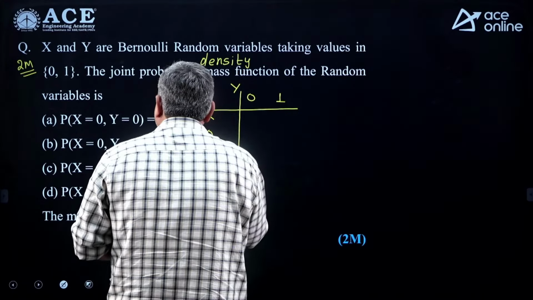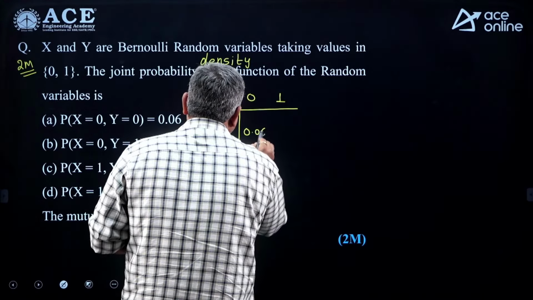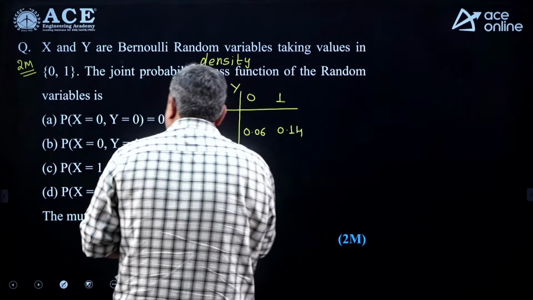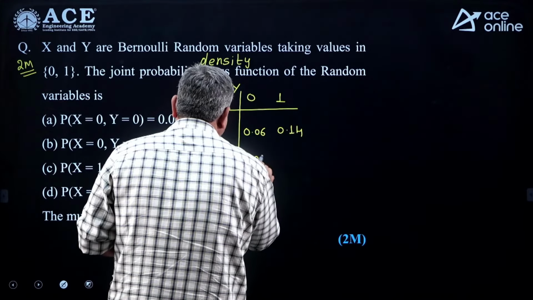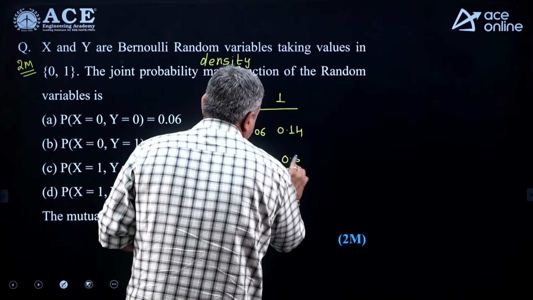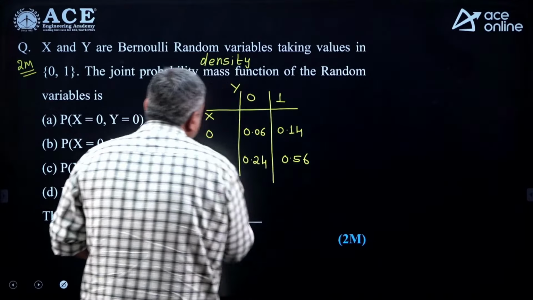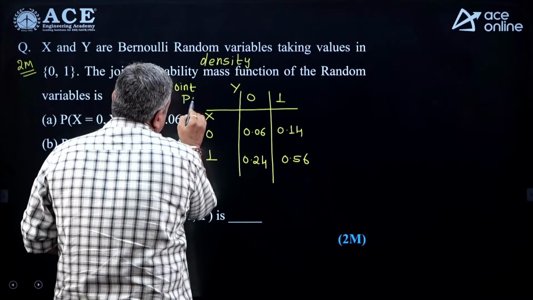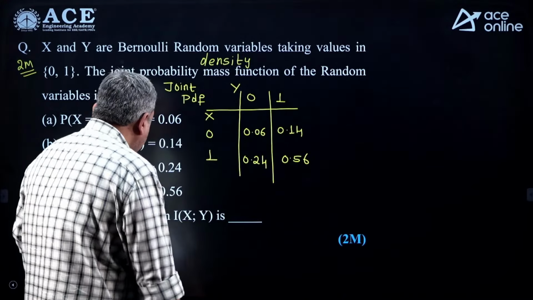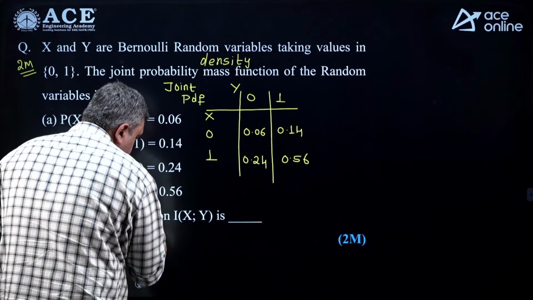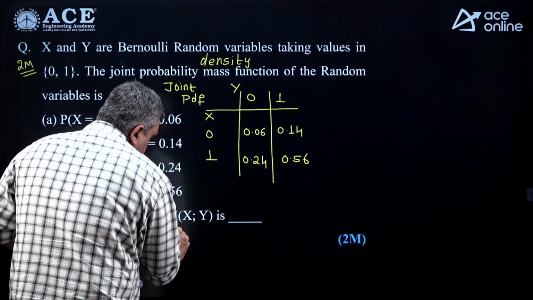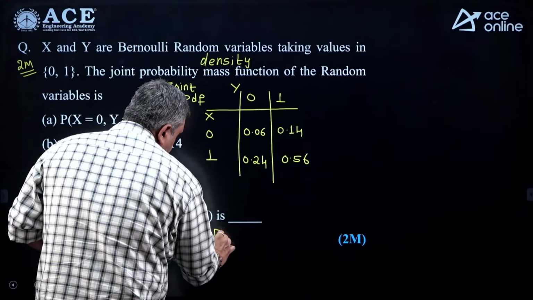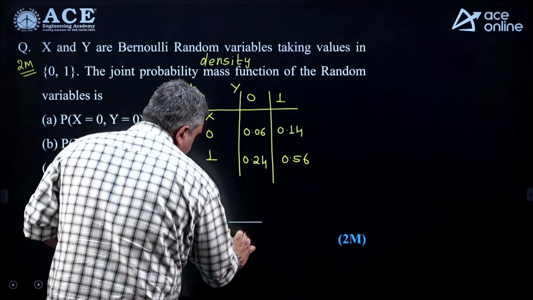The joint probability matrix of X and Y is given to you. So, what are the values? X0, Y0 is 0.06, then X0 and Y1 is 0.14, then X1 and Y0 is 0.24, and this is 0.56. So, this is your joint PDF. Now, what is the mutual information? It is the information transfer happening between X and Y. You can write this as H of Y minus H of Y given X. This is the formula.